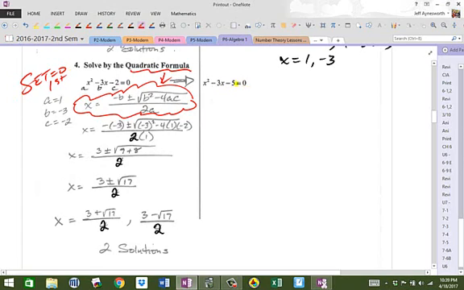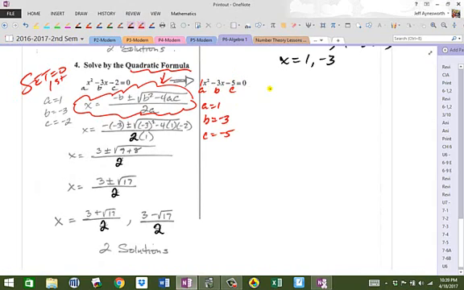Okay, this one's set equal to 0, so we're good. So a, b, c. a is 1 here, the lead coefficient. b is negative 3. Always real numbers, not variables. c is negative 5. And then you go for it.